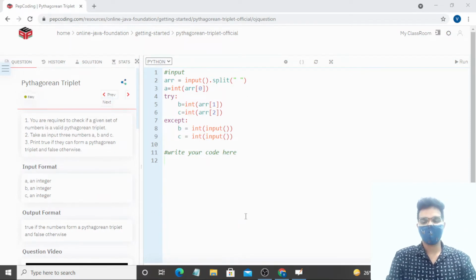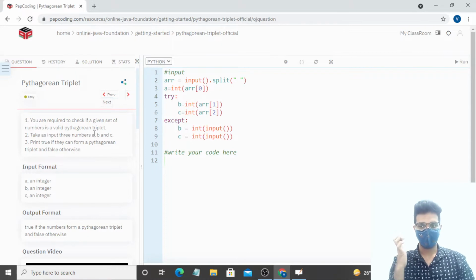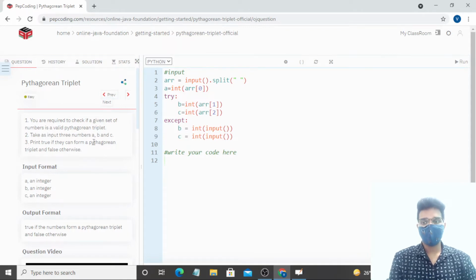So in this video, we are going to discuss our question Pythagorean triplet. In the input, we are given three numbers A, B and C. And we are required to check if these three numbers represent the sides of a triangle. We are required to check if these three numbers can form a Pythagorean triplet or not. If yes, we are required to print true. If not, then we are going to print false.